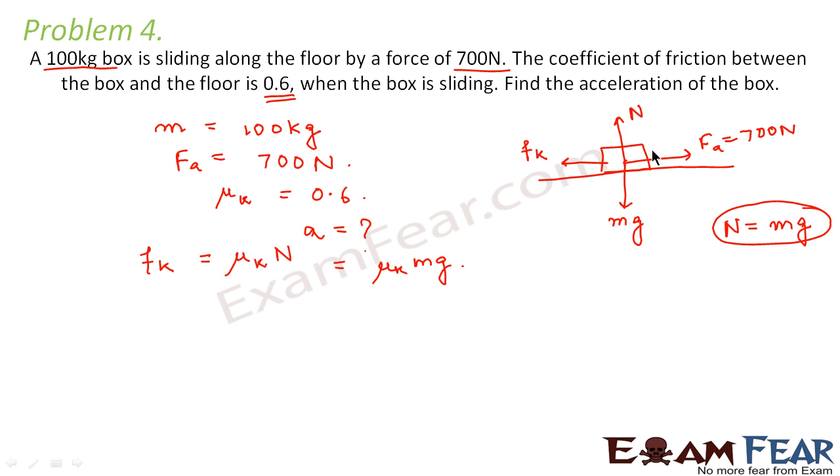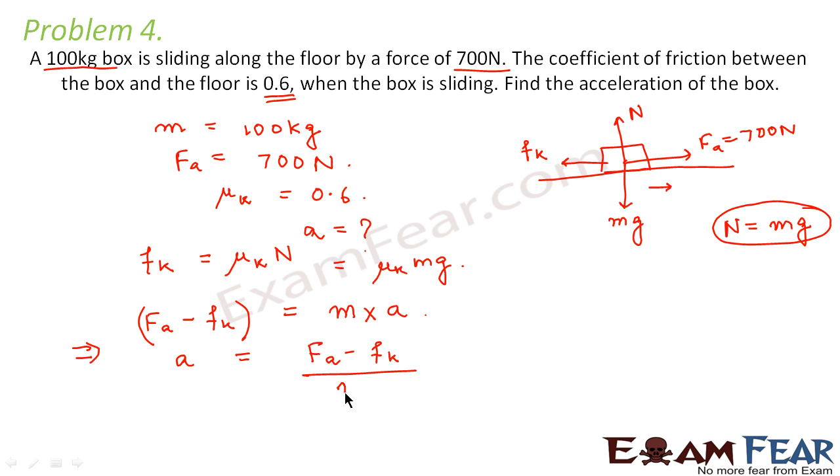Also, we know that there is a motion in the horizontal direction towards right. That means if I write the equation of motion along the horizontal direction, the net force would be Fa minus Fk. This is the net force which is acting along the horizontal direction. This will be equal to the mass of the body into the acceleration produced in the body. So from this we can find that acceleration is equal to Fa minus Fk divided by m.